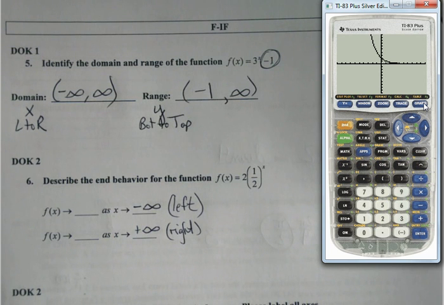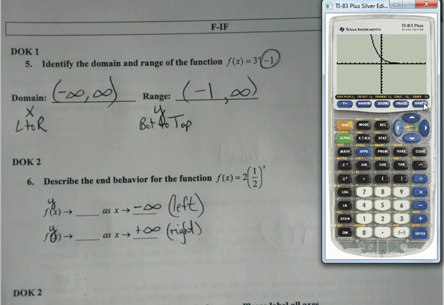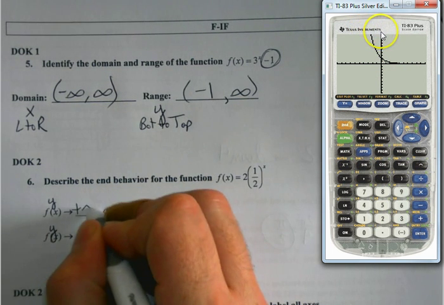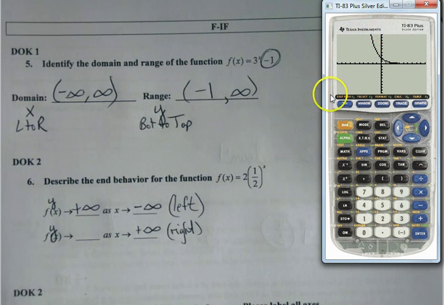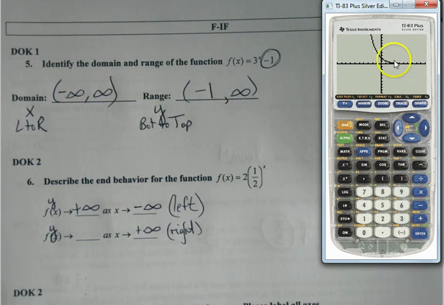So when I do these, and I remember that f of x is kind of like y, I go, okay, as my x value is going left, what's happening to y? Well, y is going to go up, up, up forever. It's going to go to positive infinity. So basically this says y goes up as x goes left, and that's true.